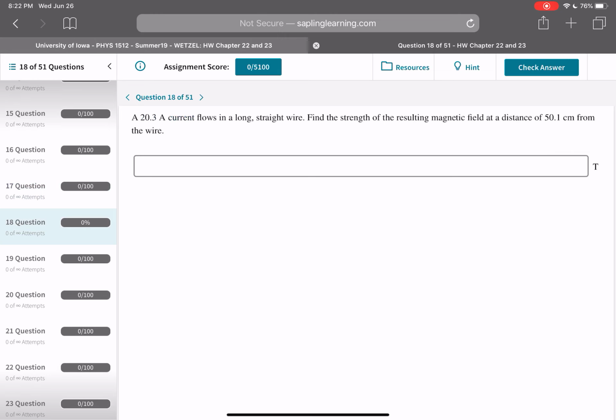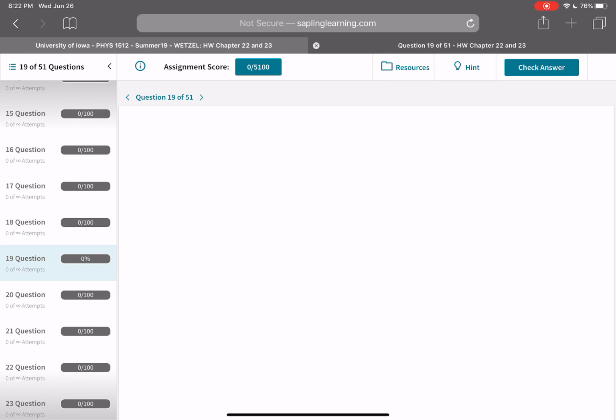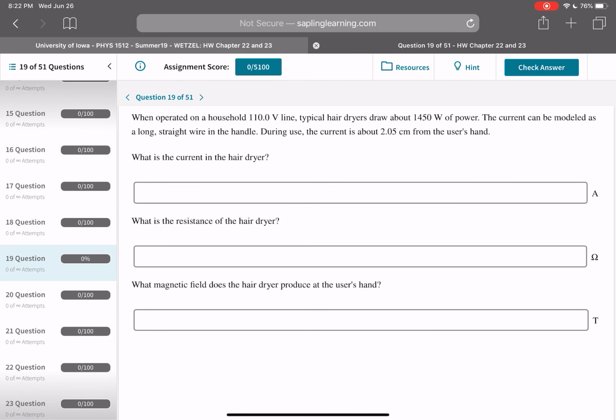All right, now we've got 20 amps flowing in a long straight wire. Find the strength of the resulting magnetic field at a distance of 50 centimeters from the wire. So same thing. We've already done that problem. I should delete that because you've already done it.